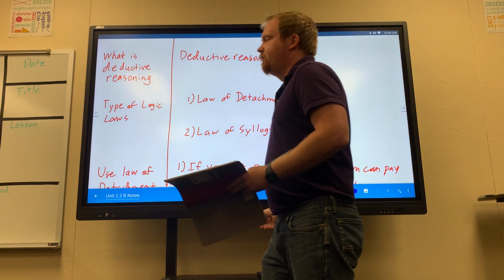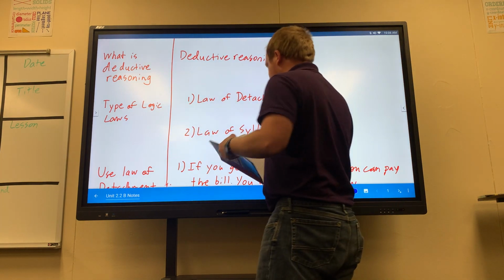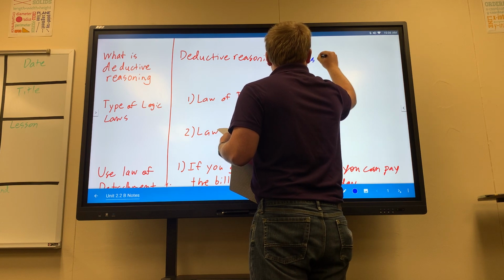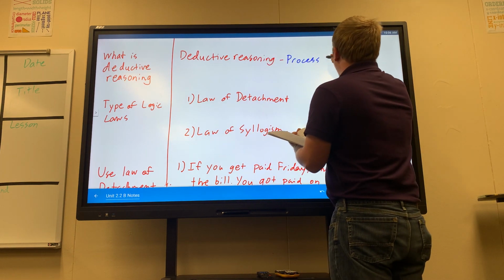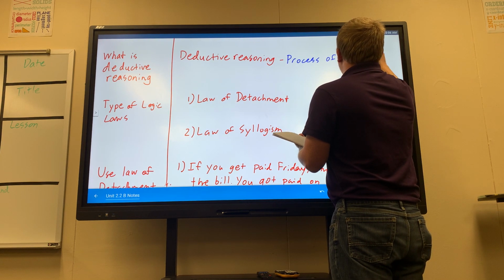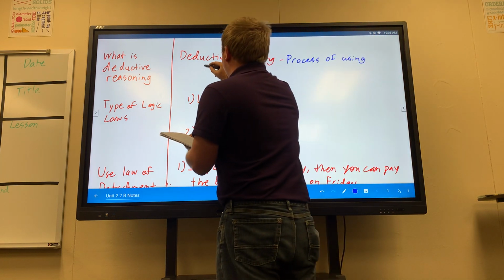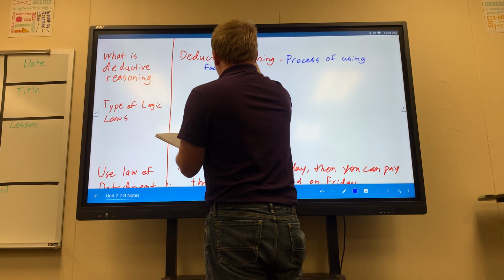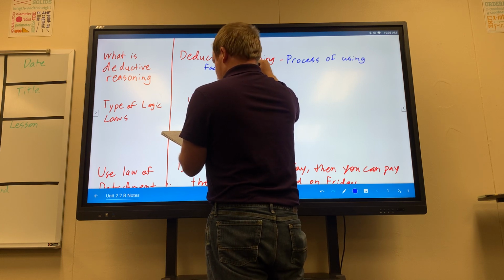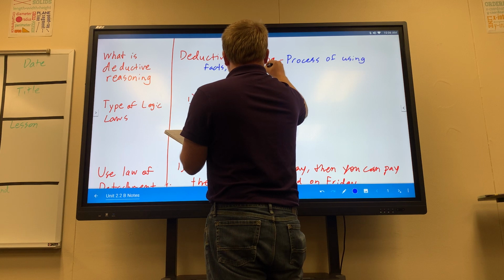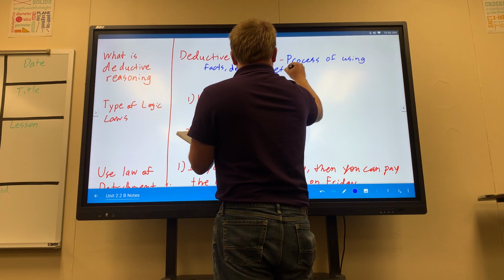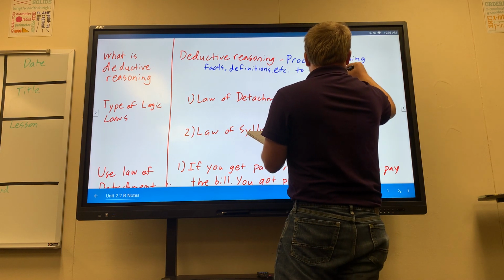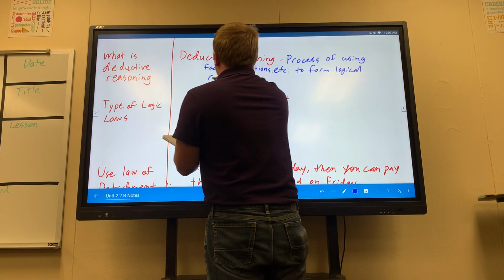Now first off, what is deductive reasoning? It is a process of using facts, definitions, etc. to form logical conclusions.